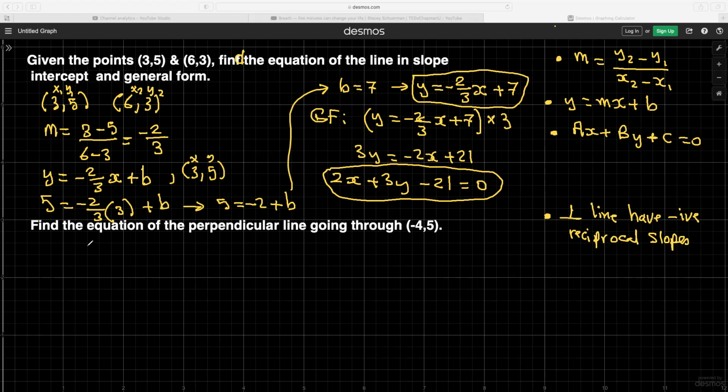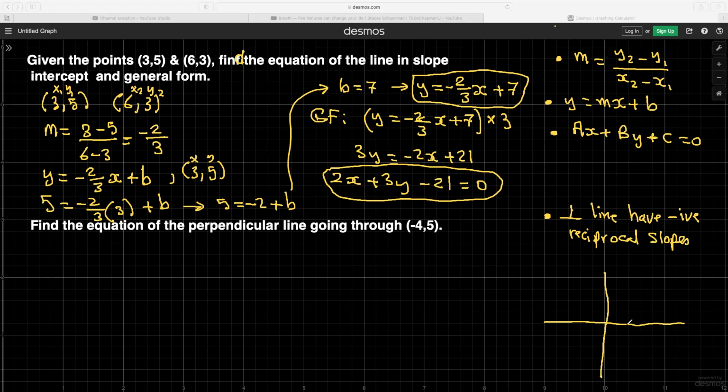Now we're going to go and answer this question. So now they want the equation of the line that's perpendicular to this line, and the perpendicular line goes through negative 4 and 5. So let's maybe do a few things here to show you what's going on.